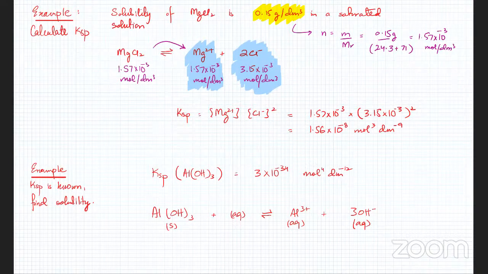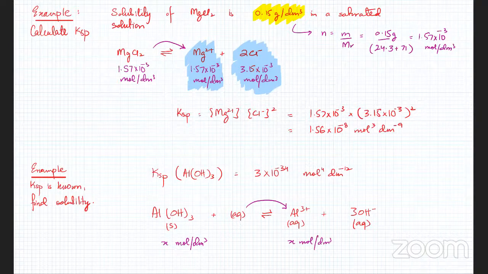Now, I don't know how much aluminium hydroxide dissolves. I have no idea how much aluminium hydroxide is dissolving in a saturated solution. So I'm going to take it as X mole per dm cube. मुझे नहीं पता कि how much dissolves, ठीक है? So X mole per dm cube. So the amount of aluminium ions in a saturated solution would be X mole per dm cube.